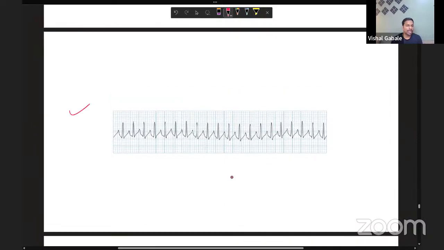Now can anybody tell me about this one? Are there P waves over here? No. Look at this T wave. Look at this T wave. Only T wave is there. No P waves.